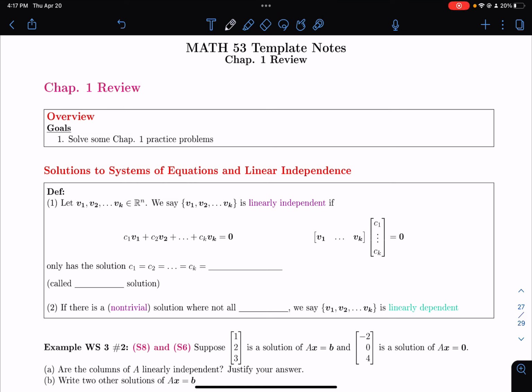In this video, we are going to be doing some Chapter 1 review problems. Specifically, we are going to focus on problems that involve solutions to systems of equations as well as the concept of linearly independent vectors. Okay, so first let's just review.